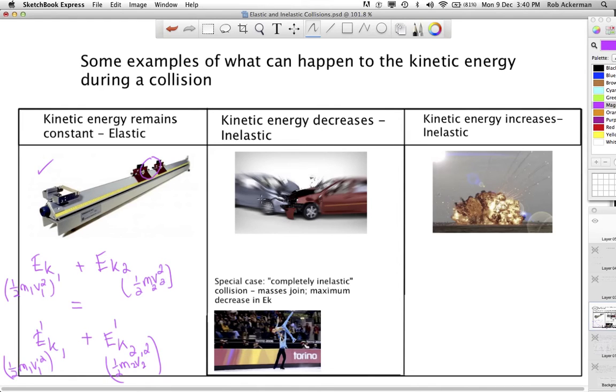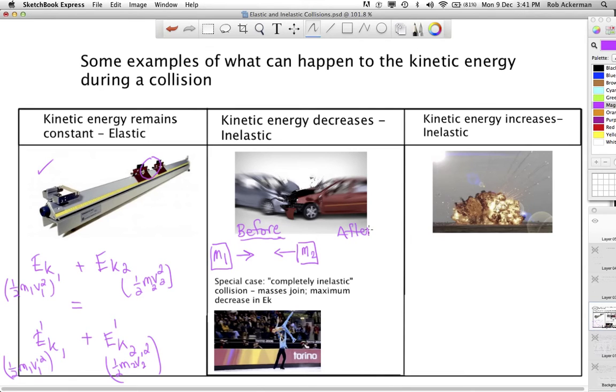This picture depicts a car accident. Now, let's think about what might happen in this car accident. It looks like it's a pretty head-on collision. So you might have M1, mass number 1, moving like this, and you might have it collide with mass number 2 looking like that. This might be your before picture. What would your after picture look like?